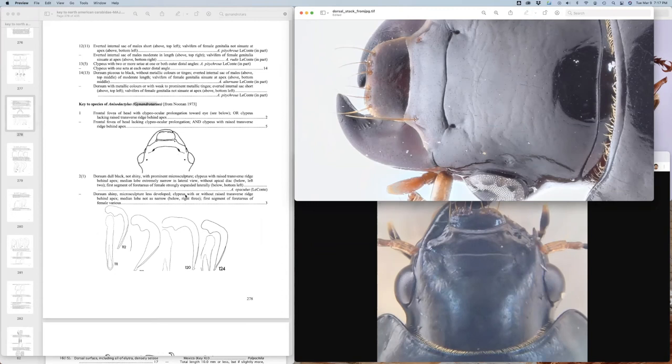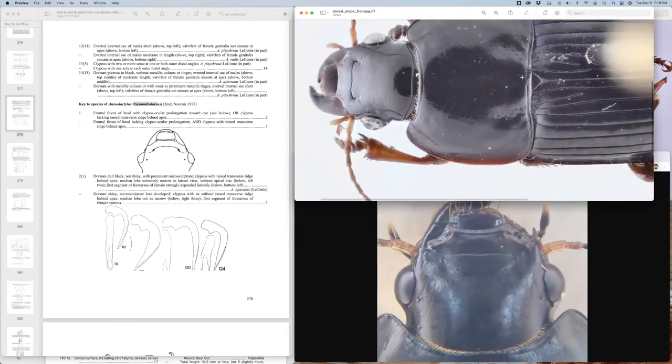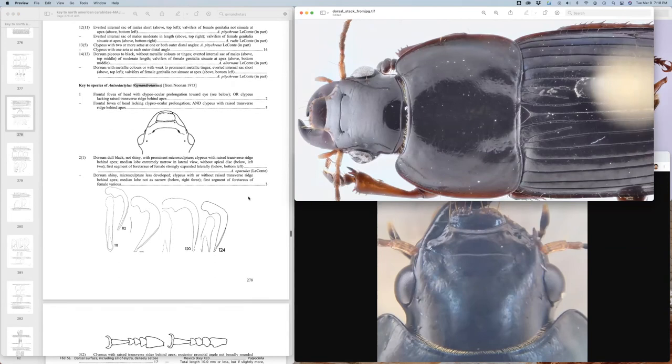In this case, we lucked out. We don't actually really need to worry about this microsculpture character, which can be difficult to see, especially in a picture like this. Now, I would say this is shiny. You can see the shine from the photographs here. But also, we don't have the ridge, so we're definitely going to go to three.